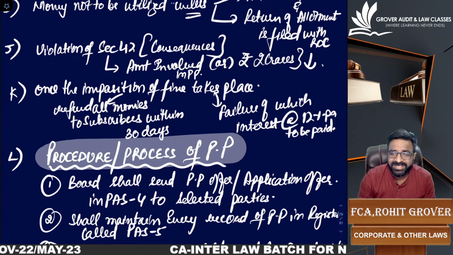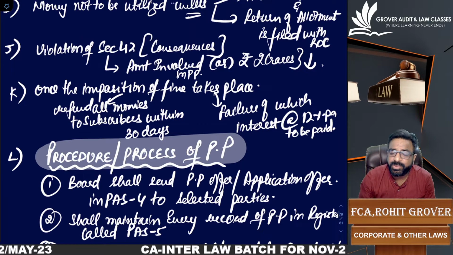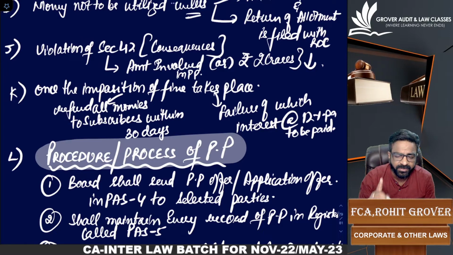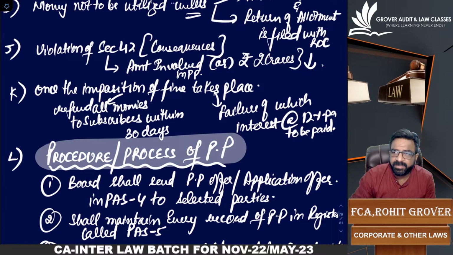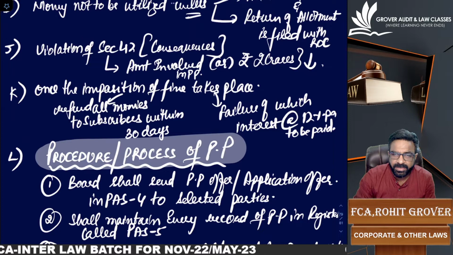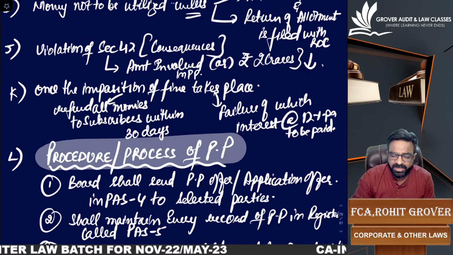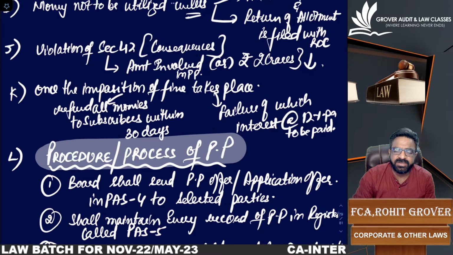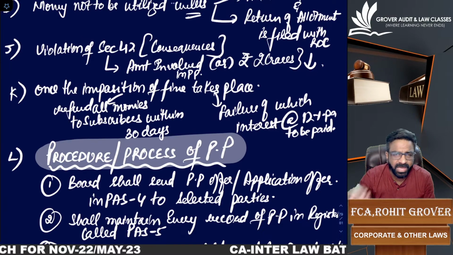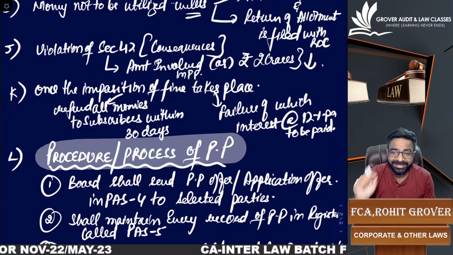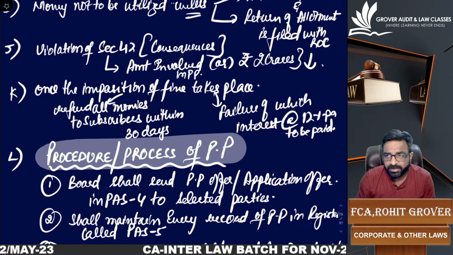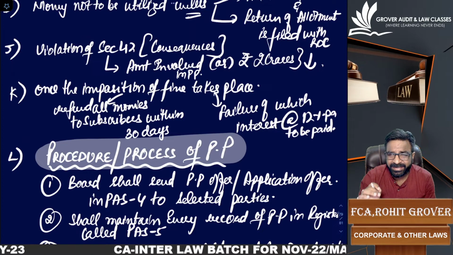Remember, this is not the refund due to the minimum subscription criteria. Do you remember, yesterday we did one concept. If the minimum subscription criteria is not fulfilled, the company cannot allot the securities. They have to start refunding the money within 15 days. Post 15 days, there is an interest penalty of 15%. Do you remember yesterday we did it? Yes, sir. Are we talking about that concept or is this a completely different concept? This is a completely different concept.